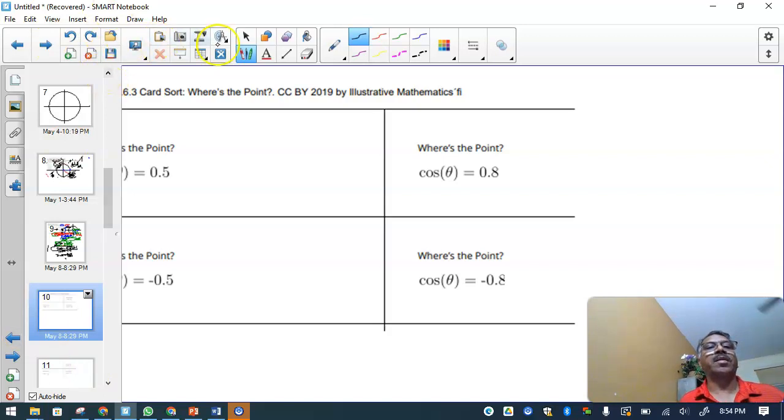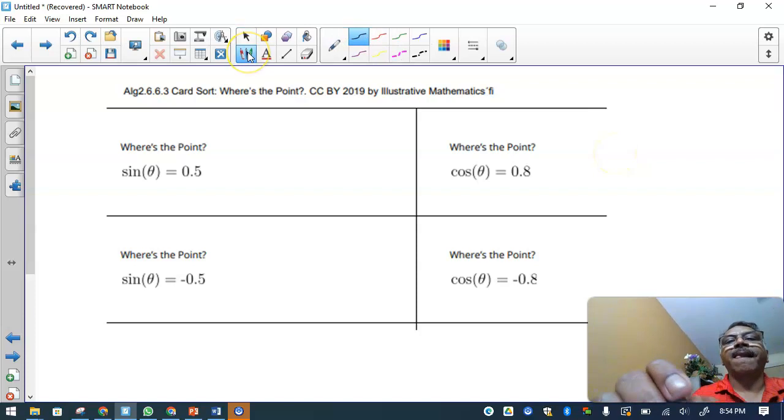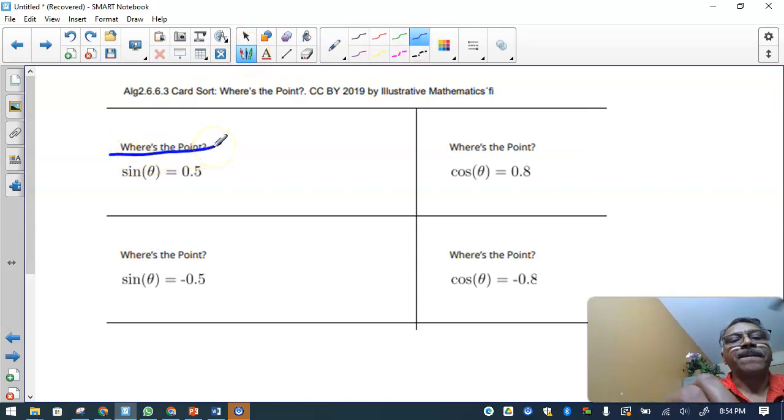This question is about something they will give you. Sine theta is given as 0.5, and I'm going to make some changes here. I want you to write this in your paper. Sine theta is given, and imagine you are also given that it is in the second quadrant. Let's write second quadrant.